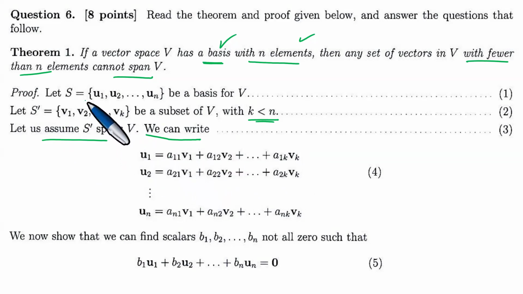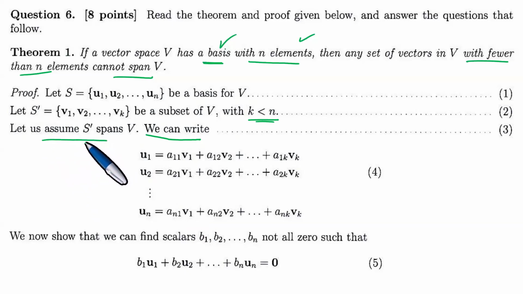So obviously you can see that S has n elements. You take u1, and write it as a linear combination of this. u2 is a linear combination of this, and up to un is a linear combination of that. So the question is, where are these equations coming from? These equations emanate from our assumption, the assumption that S prime spans V.